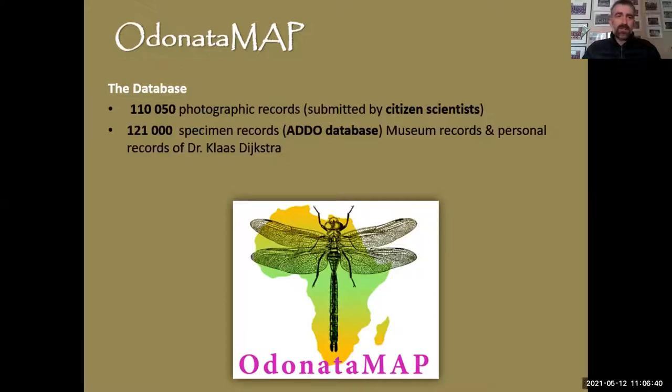In addition to the citizen science records, we have 121,000 specimen records, which we call the ADO database. It consists of museum records and the personal records of Dr. Klaas Dijkstra, who is the world authority on dragonflies. Combined, we're looking at a huge database. Of the ADO records, about 20,000 relate to South Africa alone, so around 100,000 for the rest of Africa.